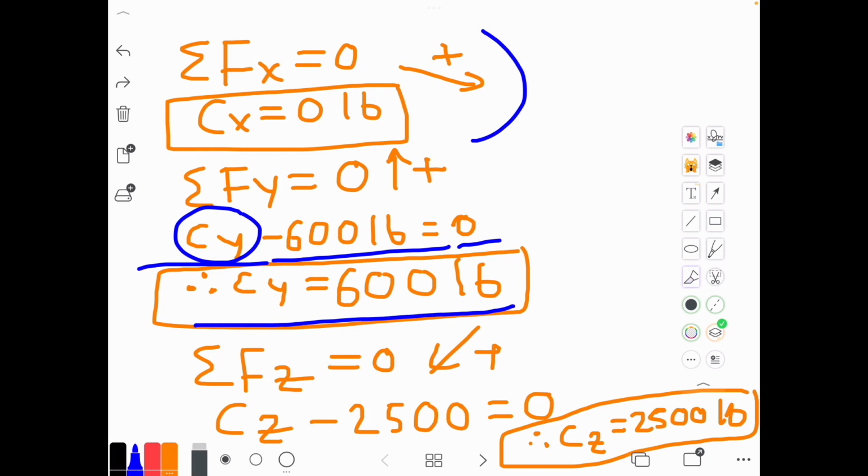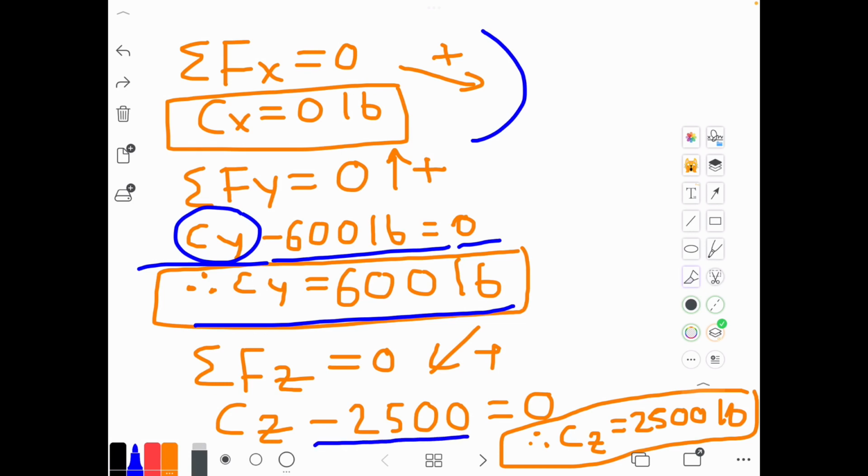Which means our Cy is acting upward, as we were assuming. Now for our Cz, we have been told that going out of the page is going to be positive. We do have a Cz, and we also have a 2,500 pounds force acting at cross-section B.